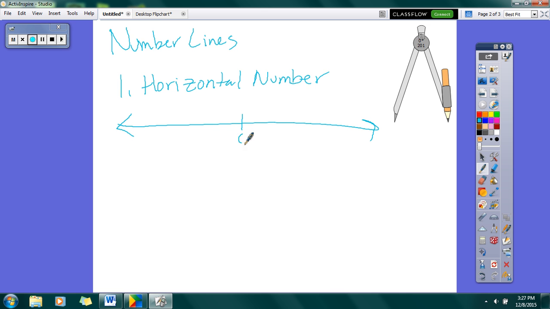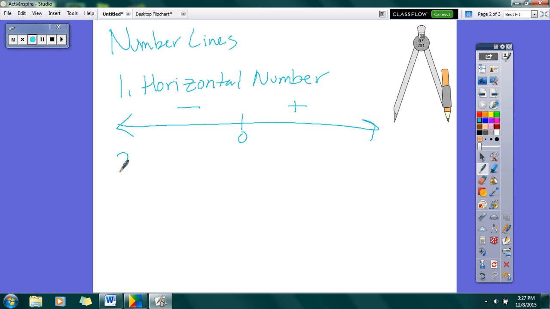In the middle is a 0, okay? It has to have arrows to know that it's going on infinitely. That's what a line is. It goes on infinitely in both directions. To the right side of the 0 are positive numbers, and to the left side of the 0 are negative numbers. Okay, so this is how you mainly set up a number line. We'll talk about scale in a little bit.